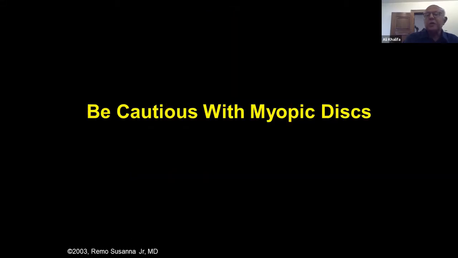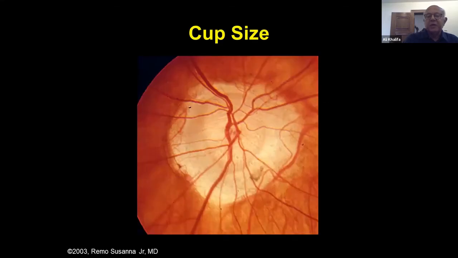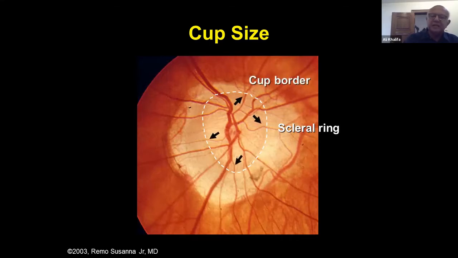Be cautious with myopic discs, because in a myopic disc we have atrophy around it. It is very difficult to diagnose the cupping and the edge of the disc, but here this is the scleral ring. If we carefully look at the optic disc itself, where is the first bending of the blood vessel? Here is the first bending of the blood vessels, and this shows that we have a very thin rim. And this is very diagnostic of glaucoma in case of high myopia and atrophic peripapillary area.